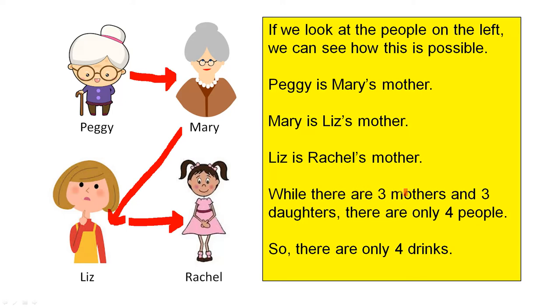So there are 3 mothers: Peggy, Mary, and Liz, and 3 daughters: Mary, Liz, and Rachel. There are only 4 people, and here they are. So there are only 4 drinks.